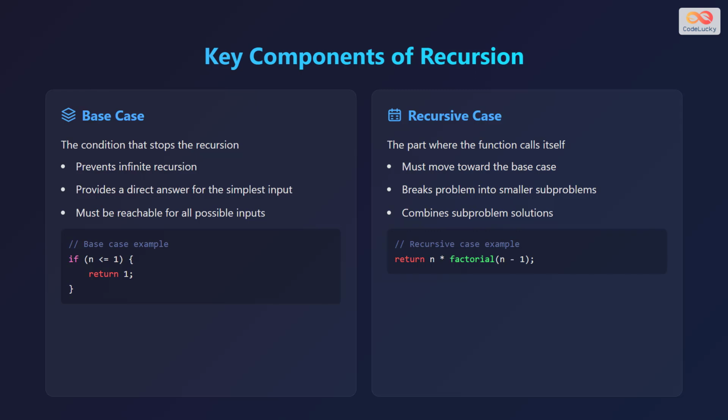The second key component is the recursive case. This is where the function calls itself to break the problem down into smaller subproblems. This call must move towards the base case so that it can eventually be solved, otherwise the recursion will go on forever. The recursive case combines the solutions of subproblems to solve the original problem. For example, in the recursive case shown, the function returns n multiplied by factorial of n minus 1.